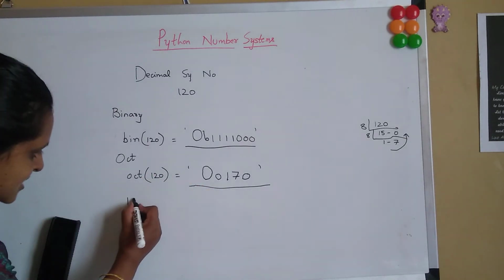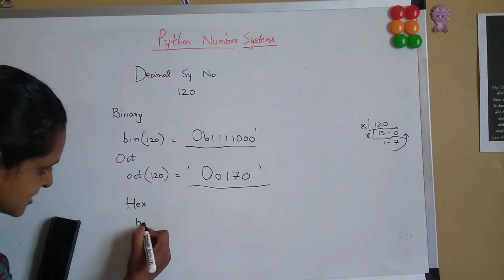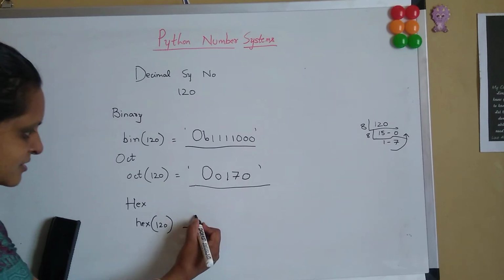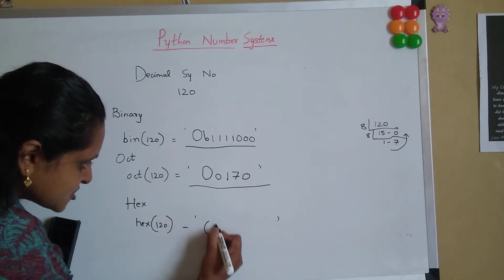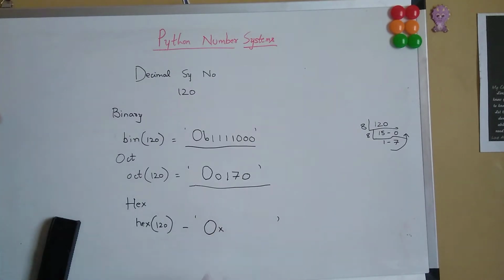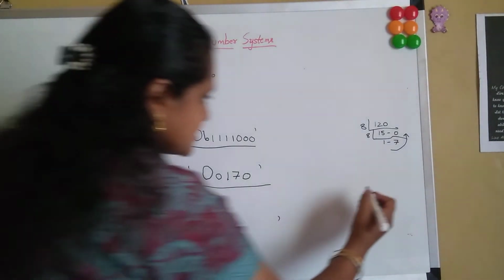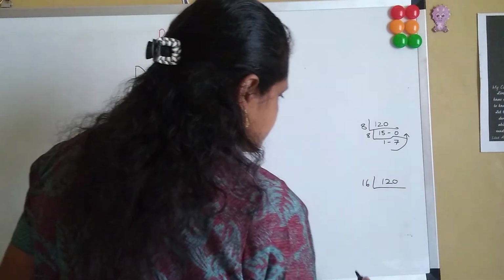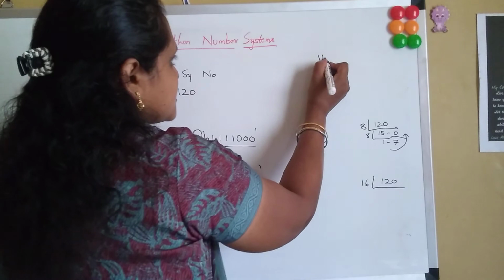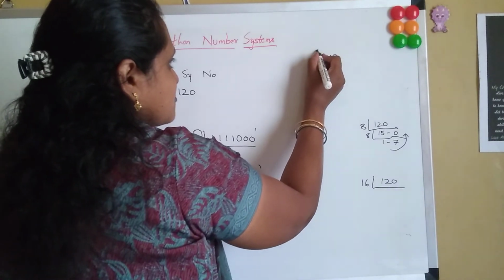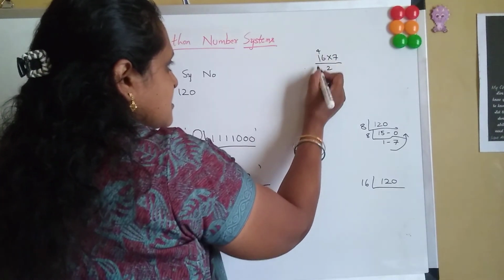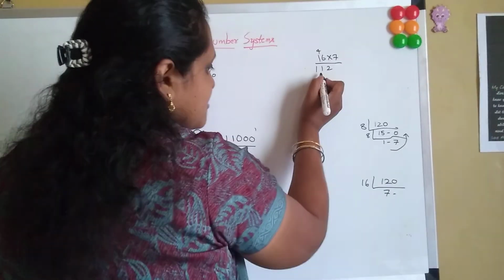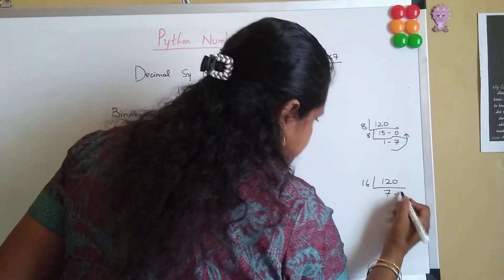And now for hexadecimal, we have a built-in function hex, to which if you pass 120, it will return it in string representation, 0 and x, followed by the value. Let's see what the value is. 120 when you divide it by 16: 16 into 7 we take 42, 7, 112. So 7 sixteens is 112 and the remainder is 8.